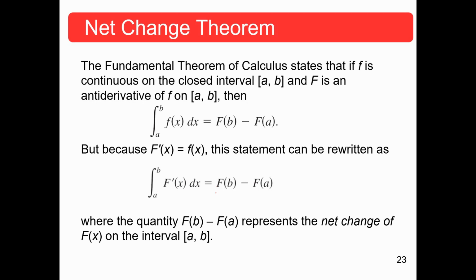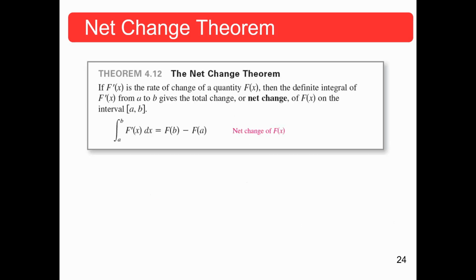Okay? Now in this case, the F of b minus F of a represents the net change of F of x on that interval. Now, if f prime of x is the rate of change of a quantity, remember, we're talking rate of change, derivative, right? So if we've got a rate of change, then the definite integral of f prime from a to b gives the total change or net change of f on that interval. Okay? So if I'm given a problem where I've got a rate of change and I need to find the total change, I just integrate that rate of change over that interval.